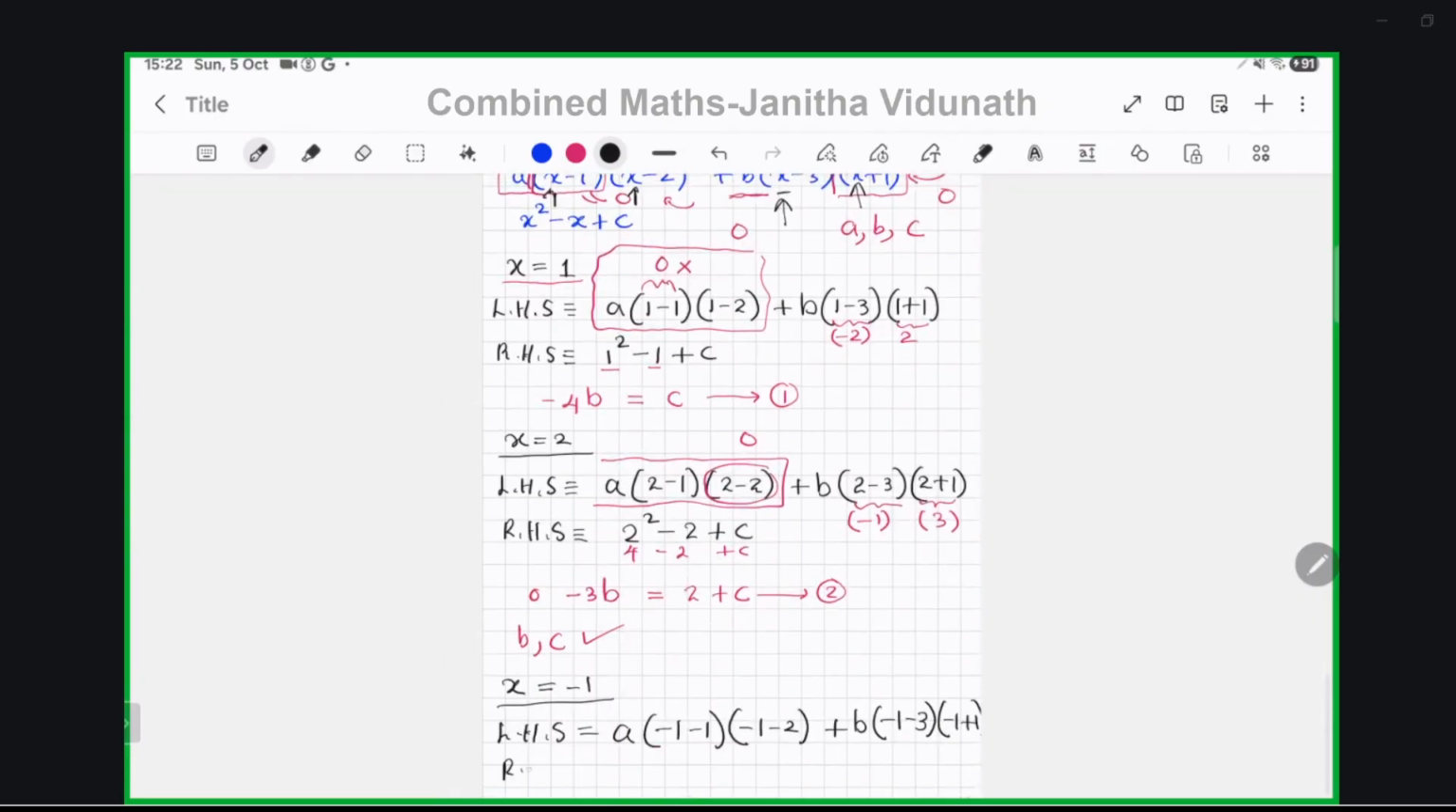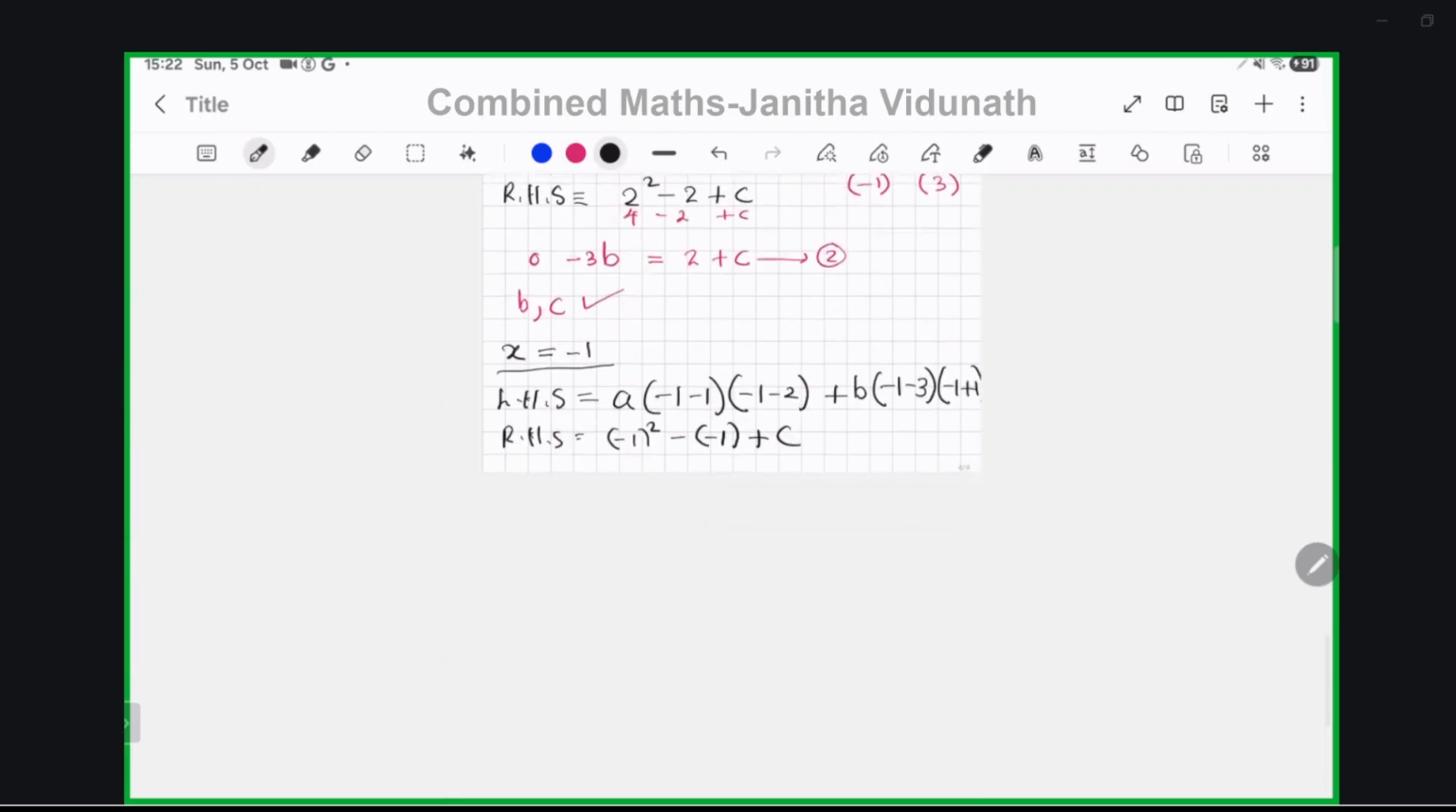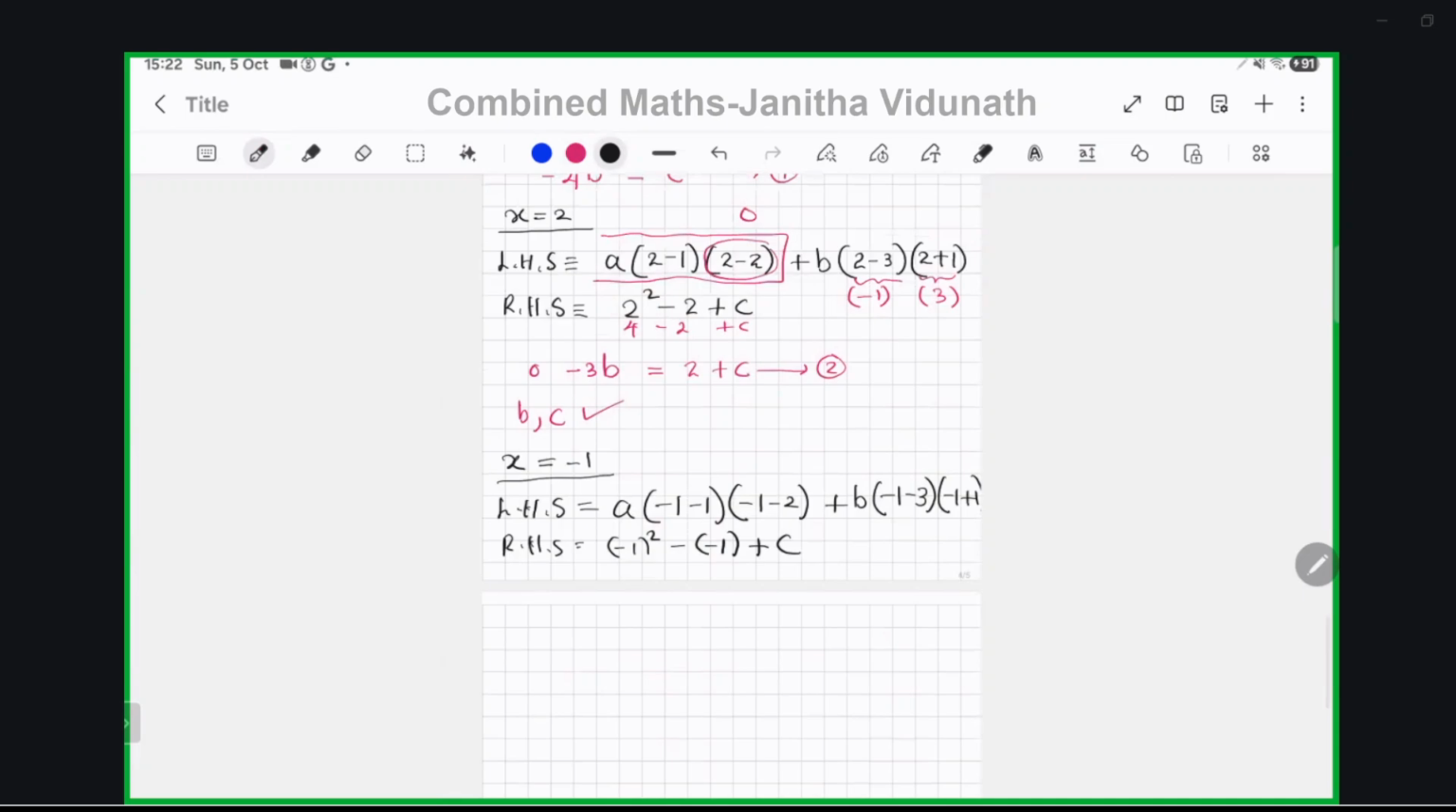Now our right hand side is x square, that is minus 1 square minus minus 1 plus c. Then we get here minus 2, here minus 3. Here we get 0. That means these terms go to 0. Then we get 6a on the left hand side.